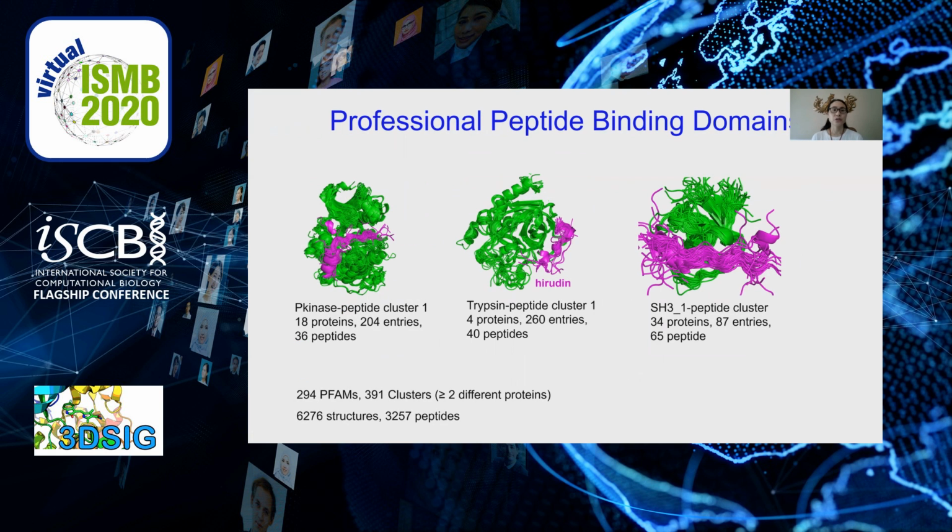This slide shows you 3 examples of PPBD. The first one is kinase and its peptide interface cluster 1. The middle one is for trypsin, and the cluster is between trypsin and the peptide. And the last one is for SH3, and this is the peptide cluster.